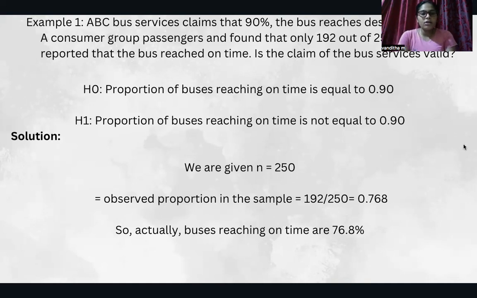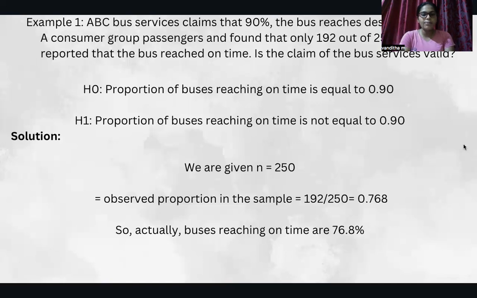We know that H0: the proportion of buses that reach on time is equal to 0.90. That is 90% divided by 100, which gives 0.90. Then H1: the proportion of buses that reach on time is not equal to 0.90. We are given n equal to 250.